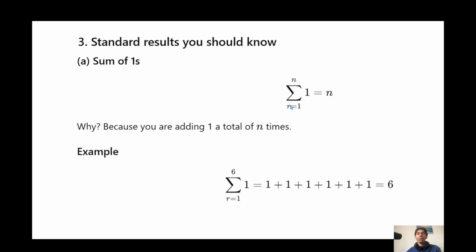The sum of r equals 1 to n of 1 is equal to n. Why is this? Because you are adding 1 a total of n times. So for example, the sum of r equals 1 to 6 of 1 is equal to 1 plus 1 plus 1 plus 1 plus 1 plus 1, which is equal to 6.